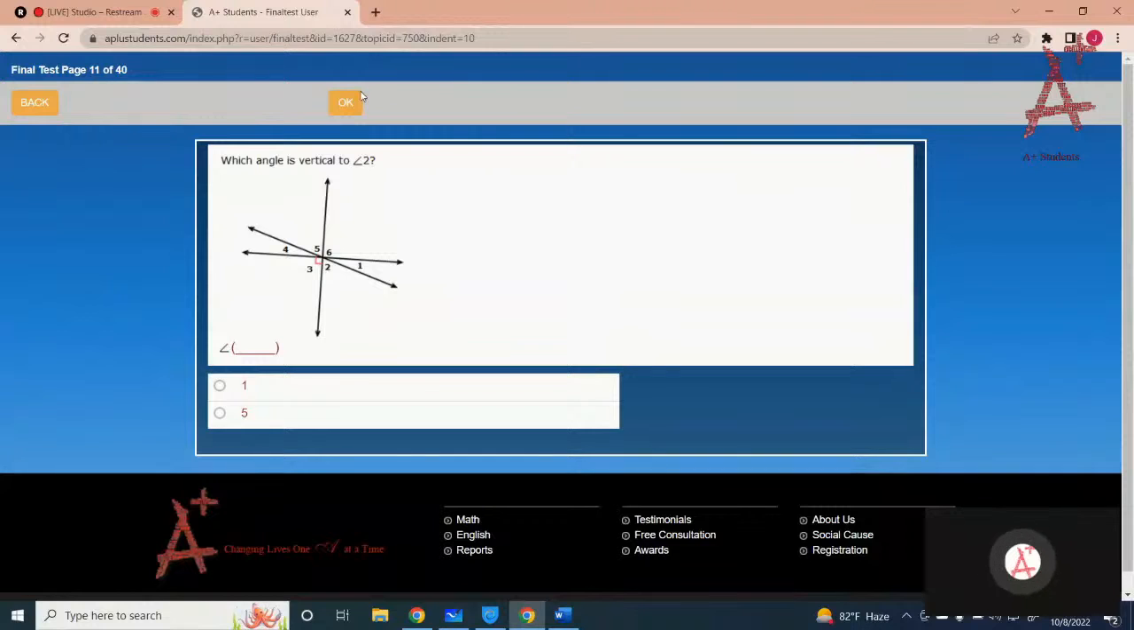Okay, which angle is vertical to angle 2? So the vertical angle of angle 2 is angle 5, because here you have angle 2 and the angle that is opposite to angle 2 is angle 5. So it would be angle 5. Got it?